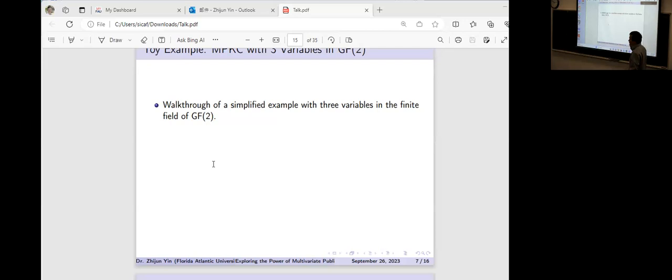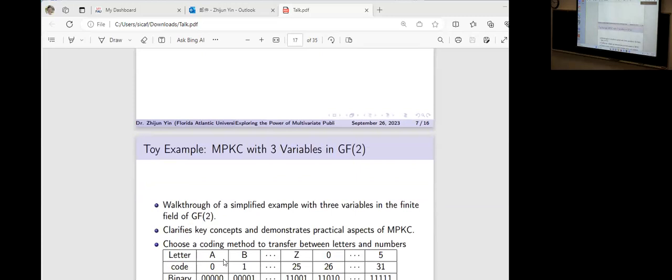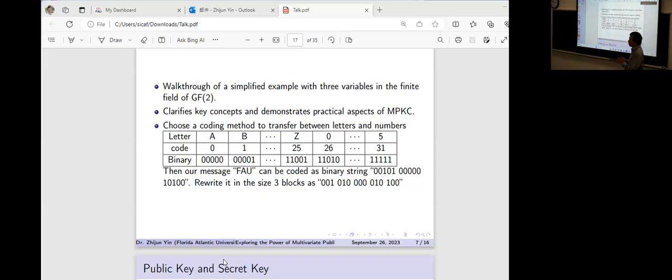It has three variables, and for the finite field, I just choose the size 2 field. Generally speaking, we can choose a larger field to make the system more secure. In this example, we explain the basic concepts, like what encryption is, what decryption is, what attacking is, and the current methods to attack the system we have. And of course, we mentioned our system is number to number.